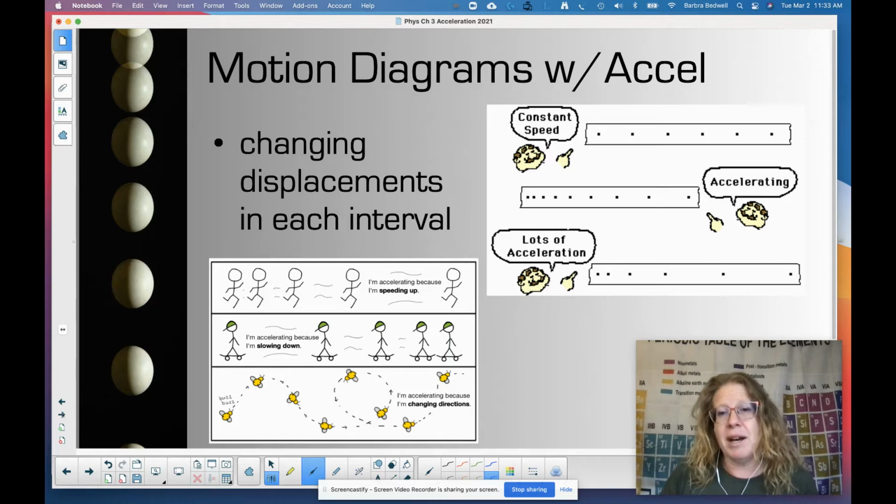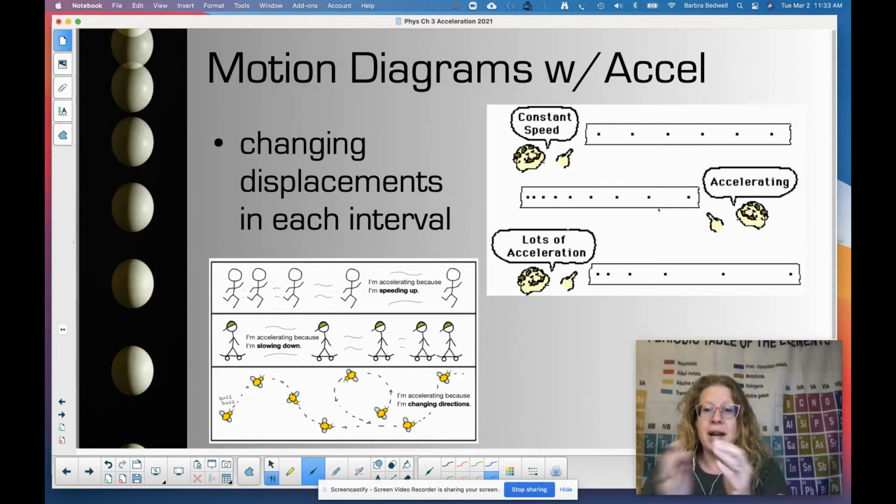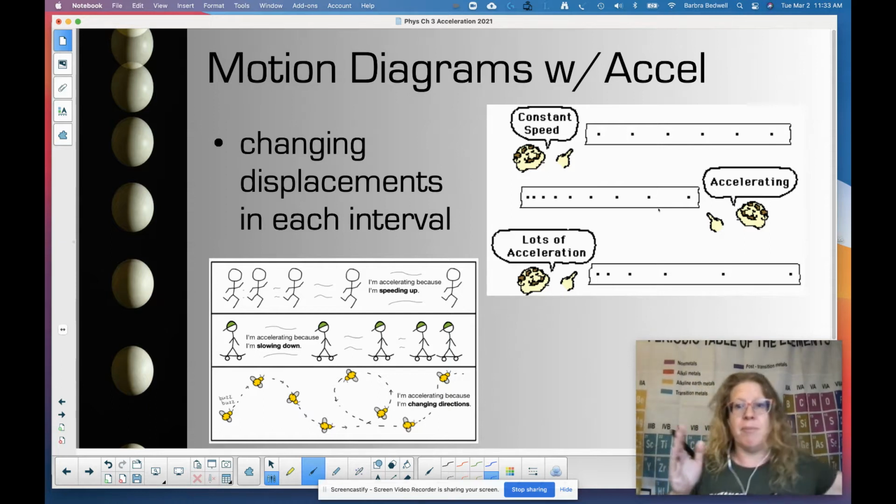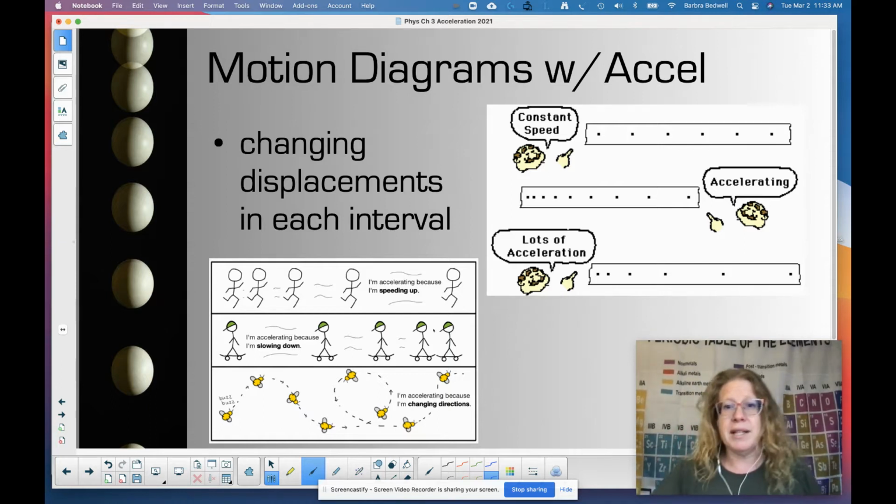But if something's accelerating, you can see in our little diagrams over here on the top that the amount of displacement it's covering per interval is getting bigger. Or if it's accelerating even faster, it's not just growing like that, it's getting bigger a lot faster. So we can start to talk about the different rates of change in speed, and that's what we're trying to quantify with acceleration.